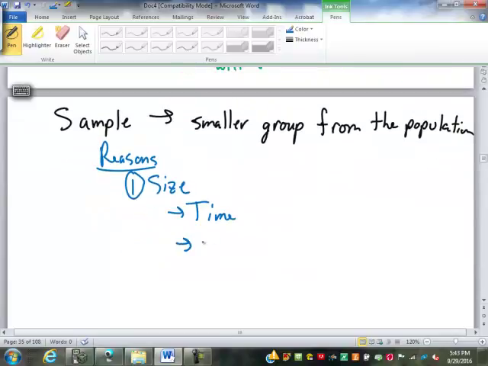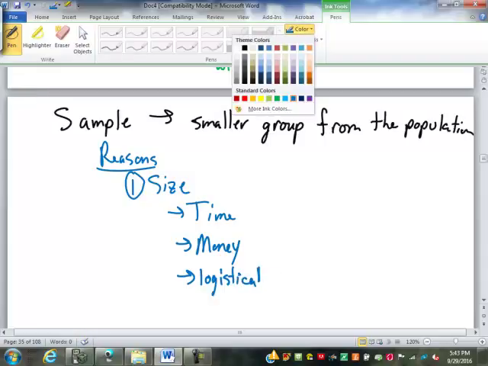Second factor that comes in with the size is money. It'd be very expensive to hire people. I mean, I can't do it myself, so maybe I hire hundreds of people to call them to try to get it done. That'd be very expensive. I don't have that type of money. The third one, different words can be put in here, but I'm just going to say logistical. And that's really two kind of things.